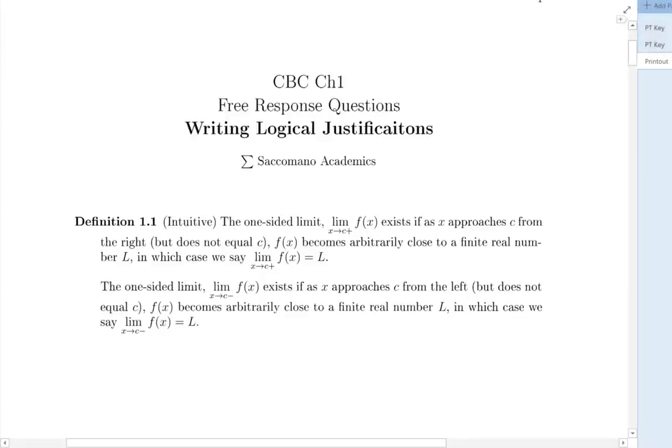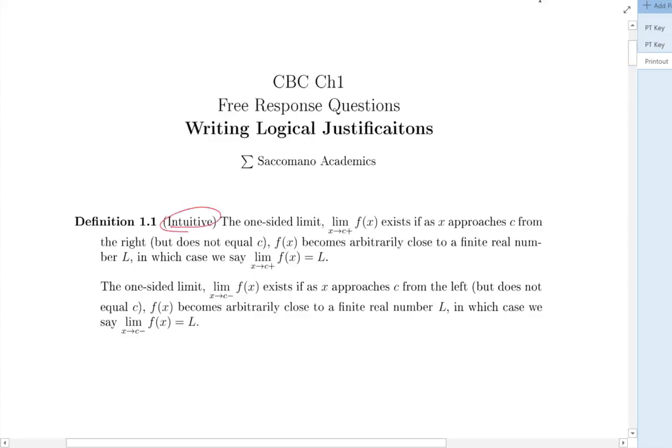All right, so we've already talked about how to find limits, but what we want to talk about here is the specific types of justifications you need to write when you're doing a free response question. And in order to do this in a logical way, you have to know exactly what the definitions of some of these things are. Now, the first definition is actually a little loose.